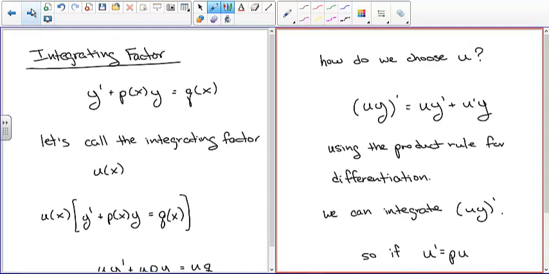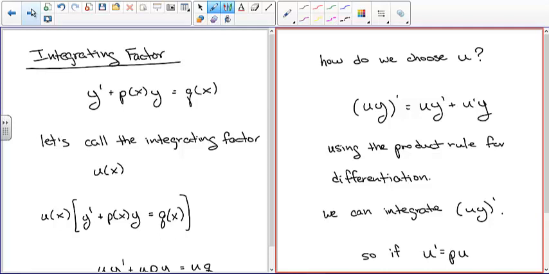So how do we choose u? Well, we choose u such that the product rule works, such that u times y quantity prime is... So that's the product rule. The derivative of a product is the first term times the derivative of the second plus the derivative of the first times the second. So how do we get that to work?